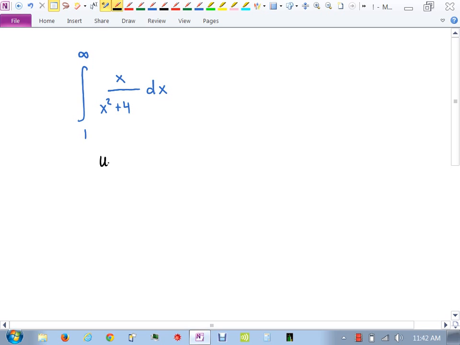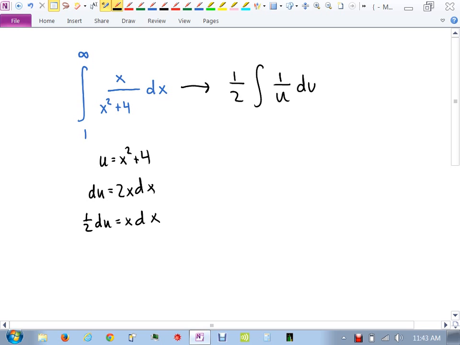Well, this is a basic substitution. du is 2x dx. We're off by a half. Does everyone see this is a basic substitution? This integral becomes 1/2 integral 1 over u du. Using that basic substitution, what's the antiderivative of 1 over u? Natural log. So this is 1/2 natural log u plus a constant, right?